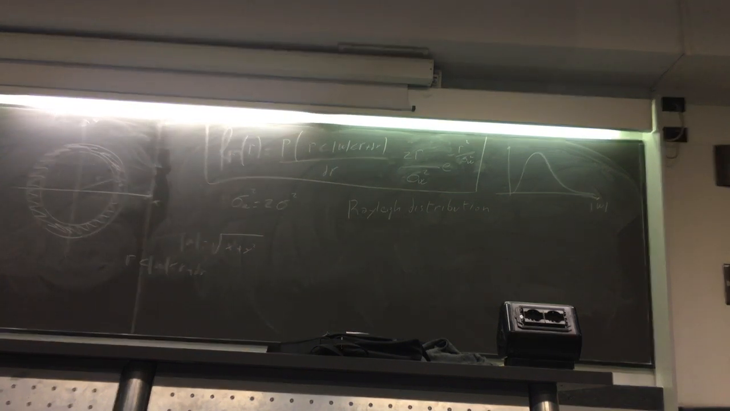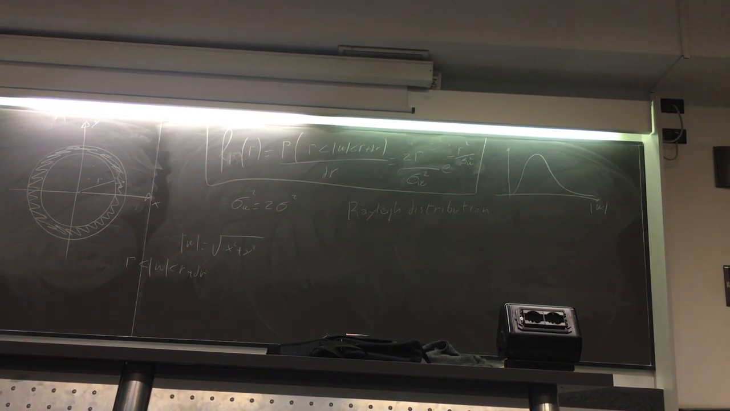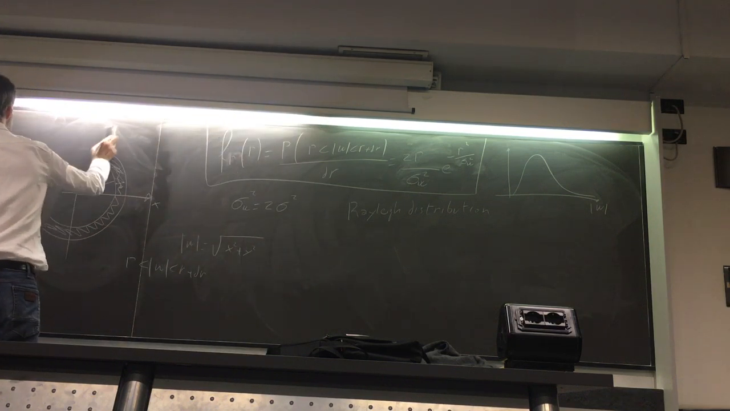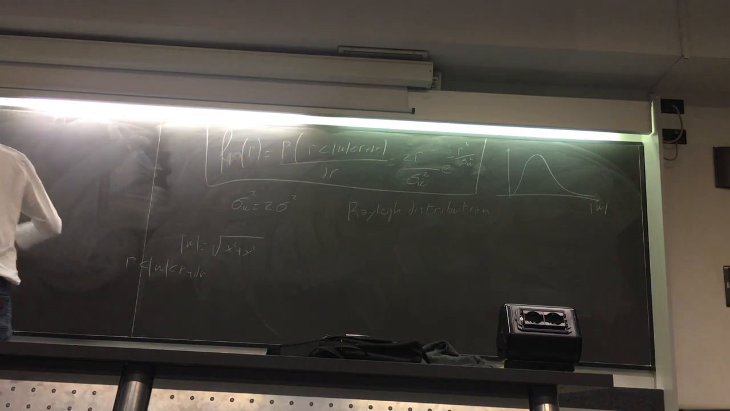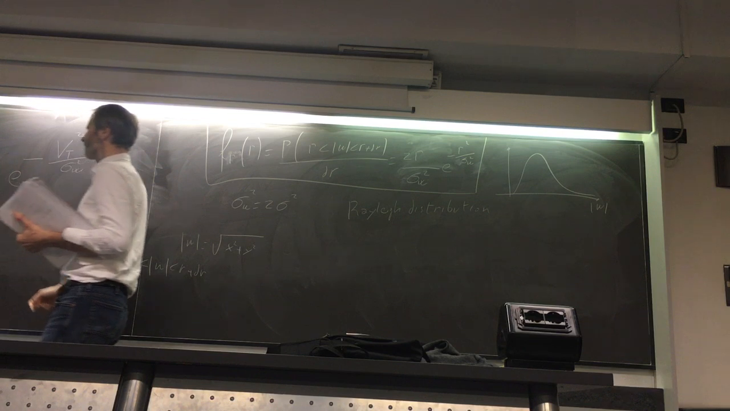If you want to compute this at this point, all you need to do is to integrate this between your threshold and plus infinity, which yields... what's the idea here? So 2r squared divided by sigma squared.